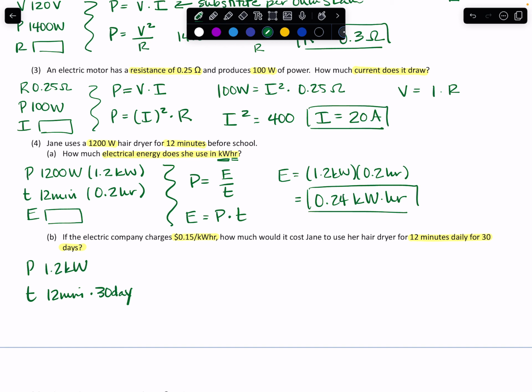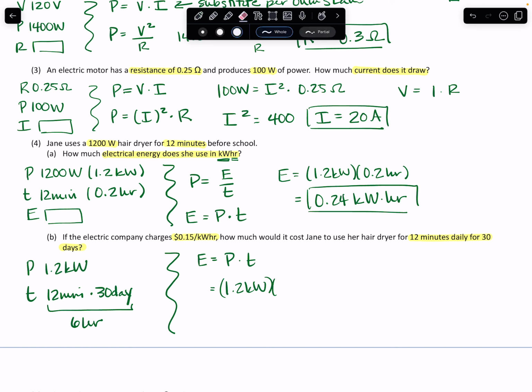When I multiply those two together and then convert to hours, I find that this equals 6 hours. So I need to figure out what the energy is first. That's going to be power times time. So 1.2 kilowatts times 6 hours is going to be 7.2 kilowatt hours. That's the amount of energy she's used over this month using her hairdryer every day for 12 minutes. So the question now is, what does it cost?